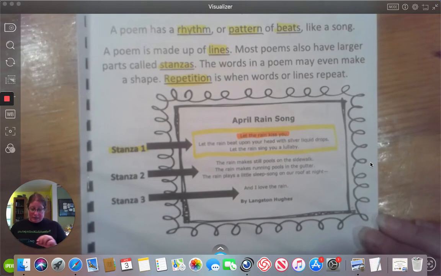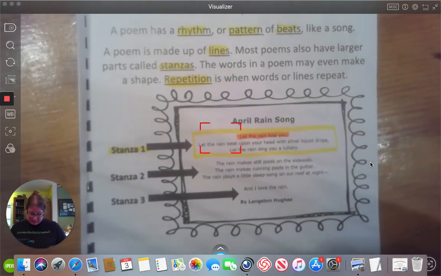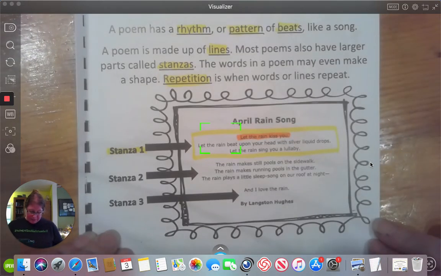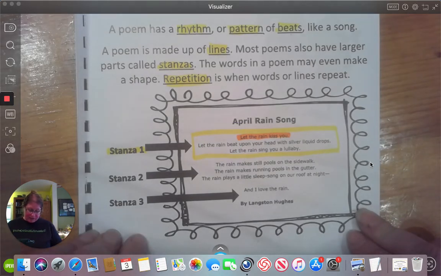Let the rain kiss you. Let the rain beat up your head with silver liquid drops. Let the rain sing you a lullaby. The rain makes still pools on the sidewalk. The rain makes running pools in the gutter. The rain plays a little sleep song on your roof at night. And I love the rain. By Langston Hughes.